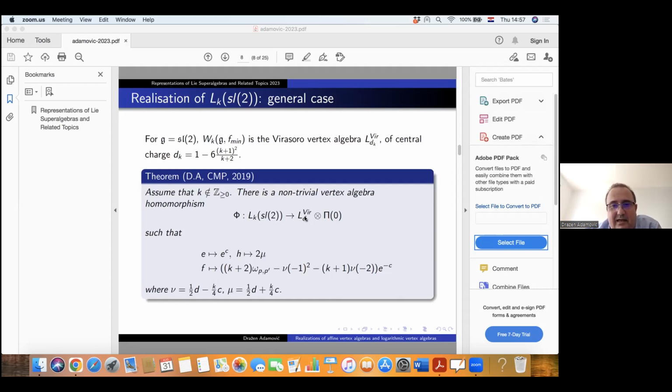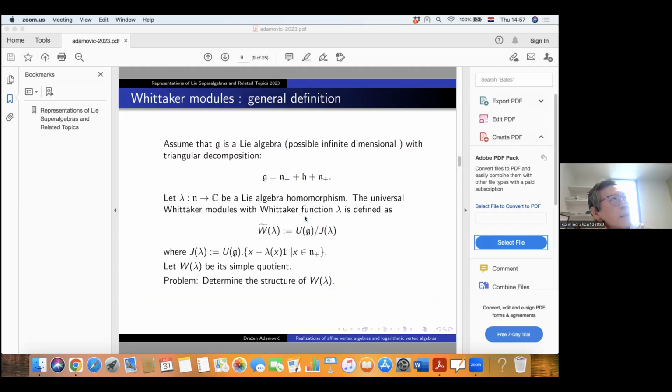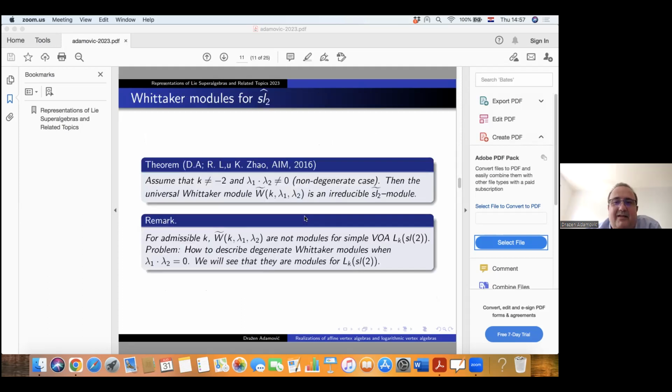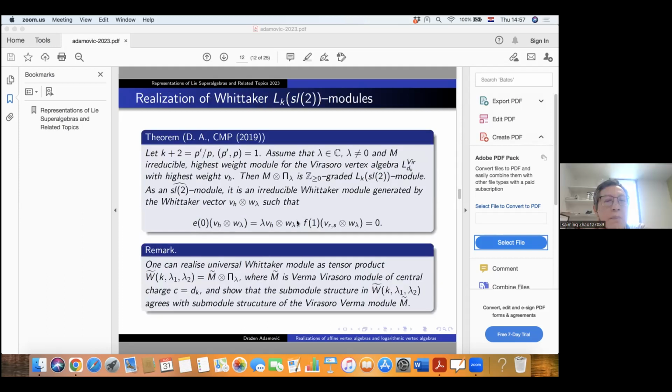What we do is tensor this Whittaker module with pi zero with an arbitrary high-weight module. Then we get our degenerate module, and we can prove this by using this technique. This realization is very good for proving simplicity. So we have a high-weight module for the Virasoro, tensor it with this Whittaker for P lambda, and we get almost all degenerate modules.